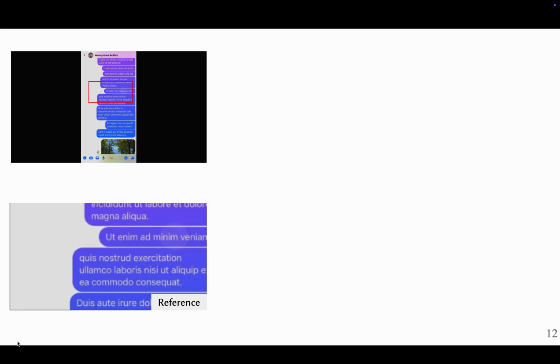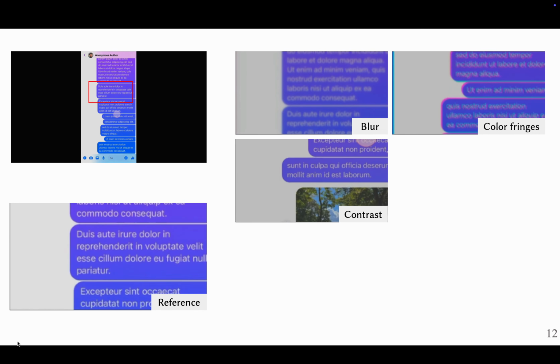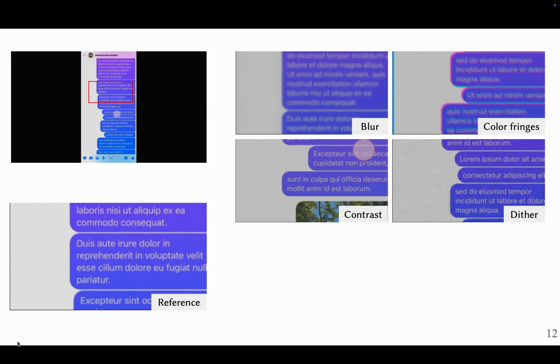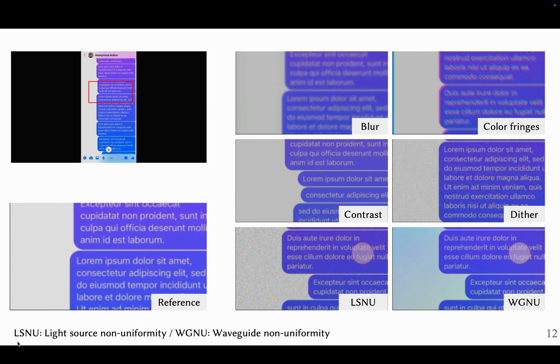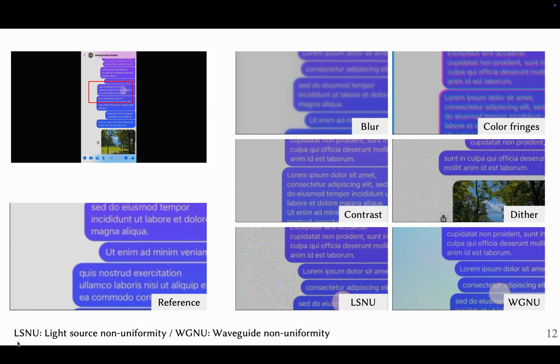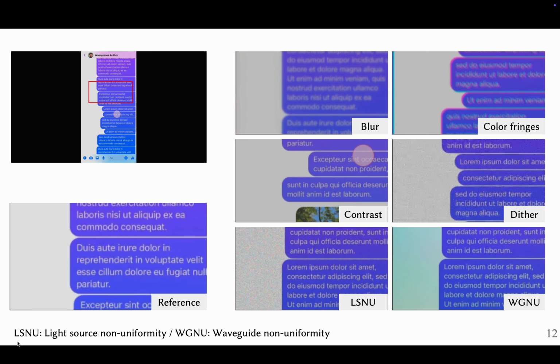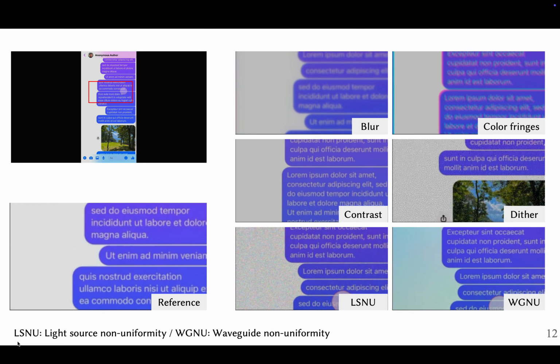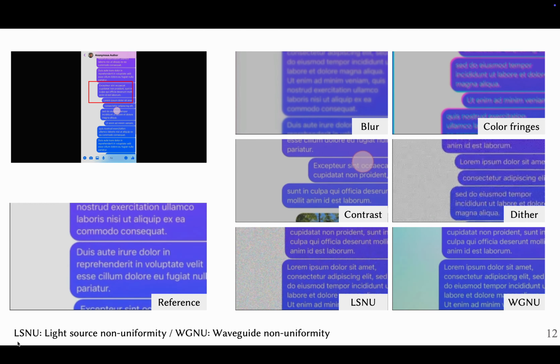For each piece of pristine content, which we're going to call the reference here, we used one of 6 distortions to study. These included things like blur, color fringes, or contrast loss. These could be due, say, to the optics of the display. Also things like dither, which could be due to the graphics pipeline. Light source non-uniformity could be due to imperfect calibration of an LED panel, or waveguide non-uniformity is specific to the combiner called the waveguide used in these types of displays.